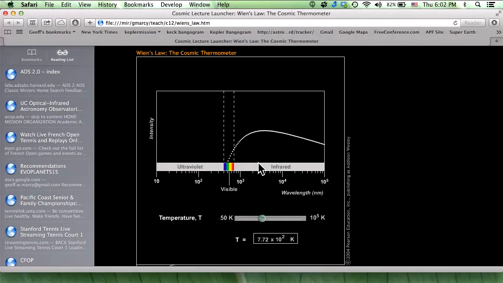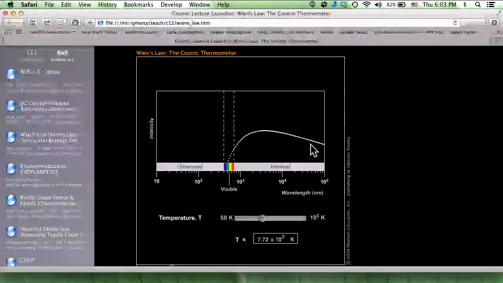Notice too that the amount of light in visible light is pretty low. Most of the light is in the infrared, and so it is with your human body. Even if your human body were 700 degrees Kelvin, which it isn't that hot, but even if it were, your human body would barely glow in visible light over here, but your body would mostly glow in infrared light.